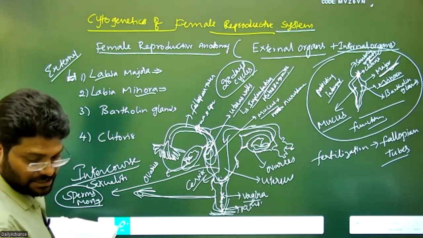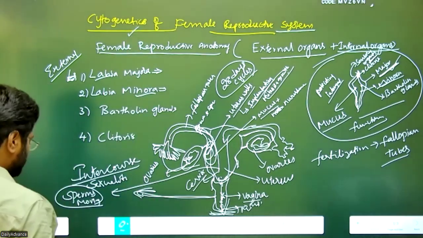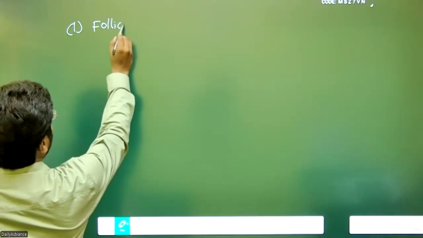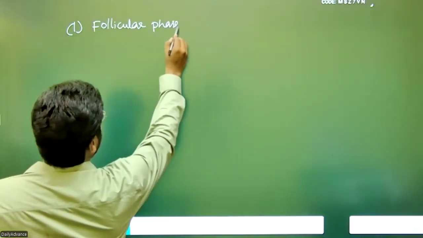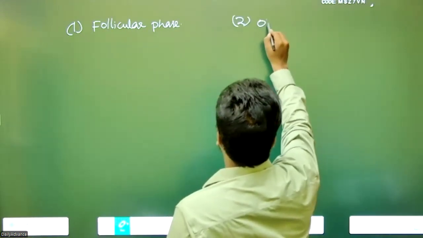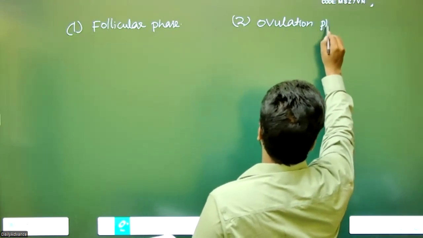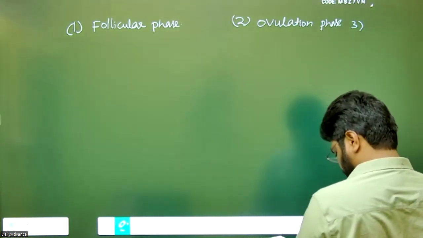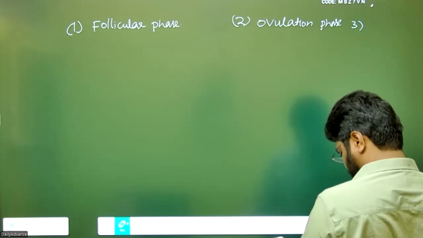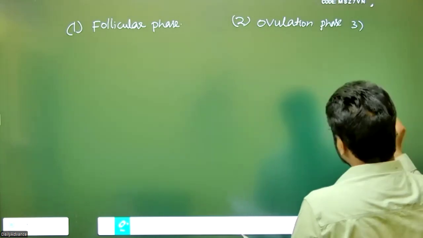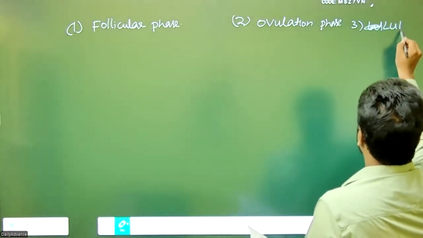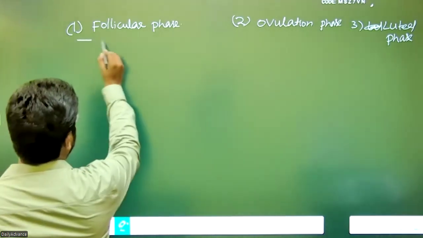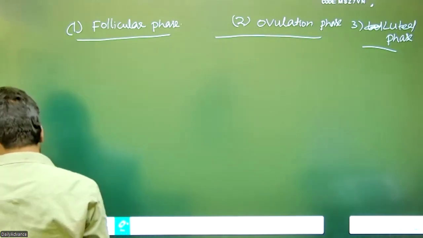There are three primary stages in the female cycle. First one is the follicular phase. The second one is the ovulation phase. And the third one is the luteinizing phase, or luteal phase. So generally in females, these three stages are there: follicular phase, ovulation phase, and luteal phase. What do you mean by follicular phase?